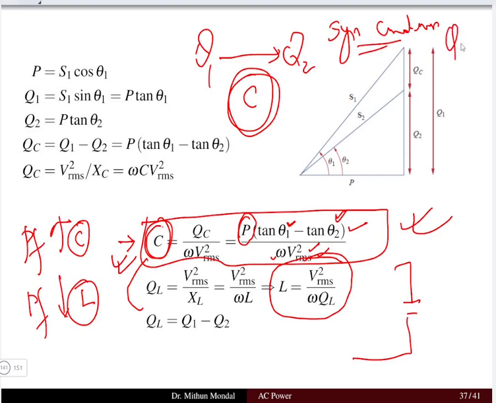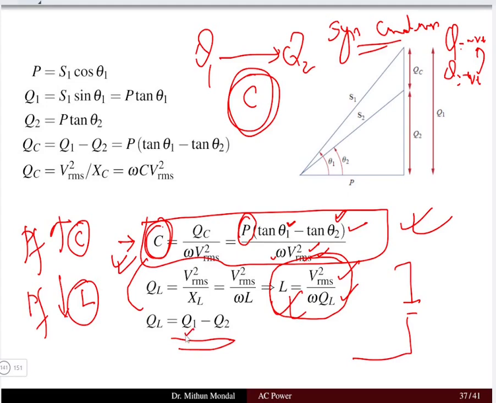So Q value is negative. I want a positive Q so that these cancel out each other. So I will be using an inductor. The inductor value will be V RMS square divided by omega times QL, where QL is equal to Q1 minus Q2.